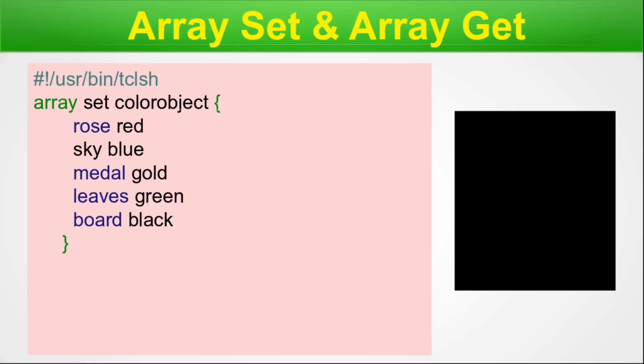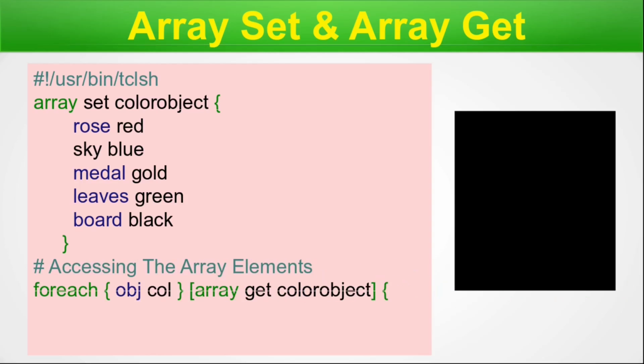There is no issue. And how are we accessing it? Again, we are using the foreach loop. This time, what are we doing? We are using the command array get to generate key value pairs, which we are catching in the obj and col variables.